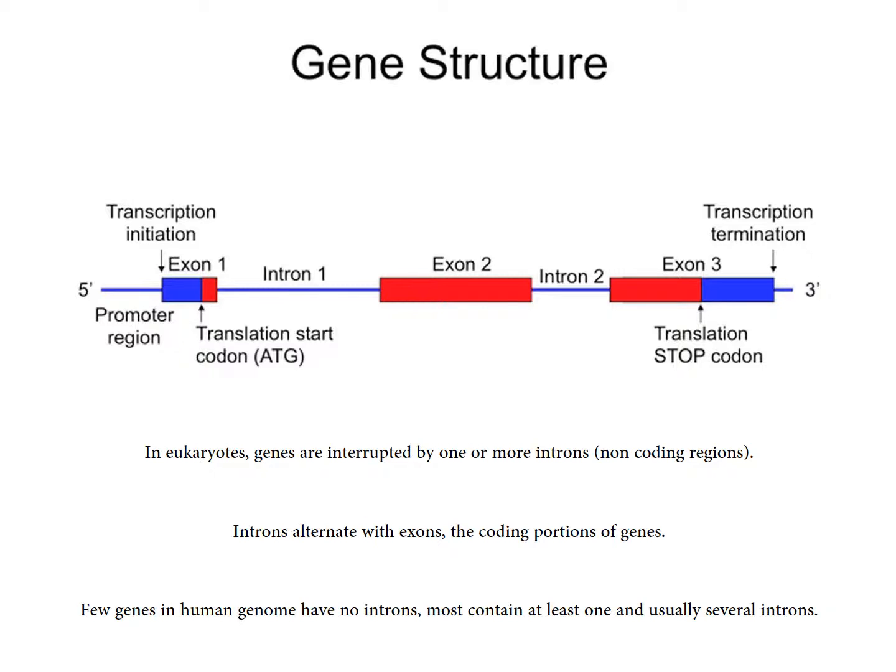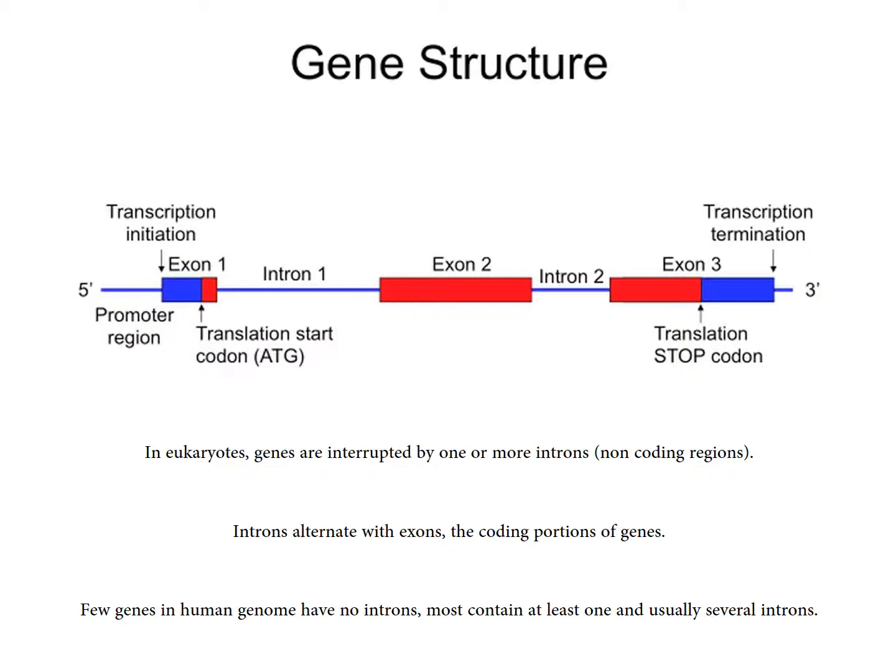So basically, in eukaryotes, the genes are interrupted by one or more introns. These introns are the non-coding portions of a gene. These are the regions that actually do not code for part of the protein. But then you now have the exons, which are the actual coding portions of the gene. They are the actual part that you would find in the messenger RNA, which will be translated into a protein.